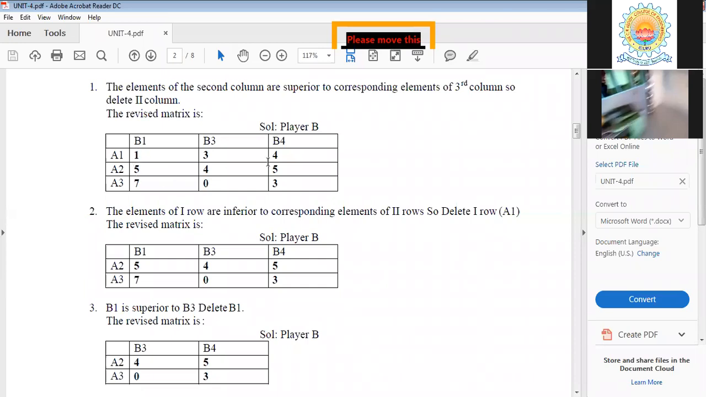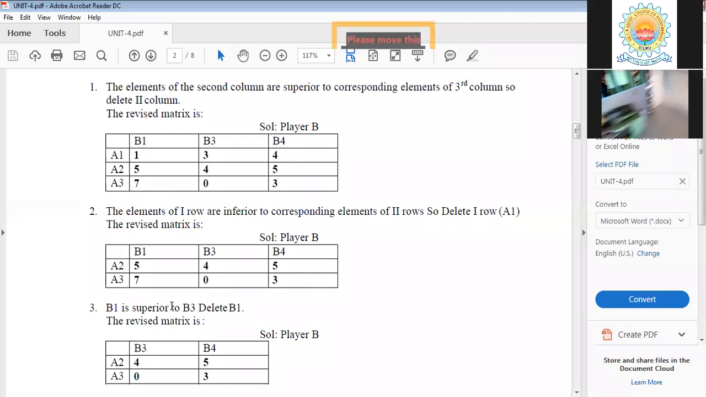Sorry, row A2 is dominating. The second row is dominating the first row. Therefore, the first row has to be deleted, which is inferior. That row has to be deleted, whereas the second row is there, and the third row is there automatically.